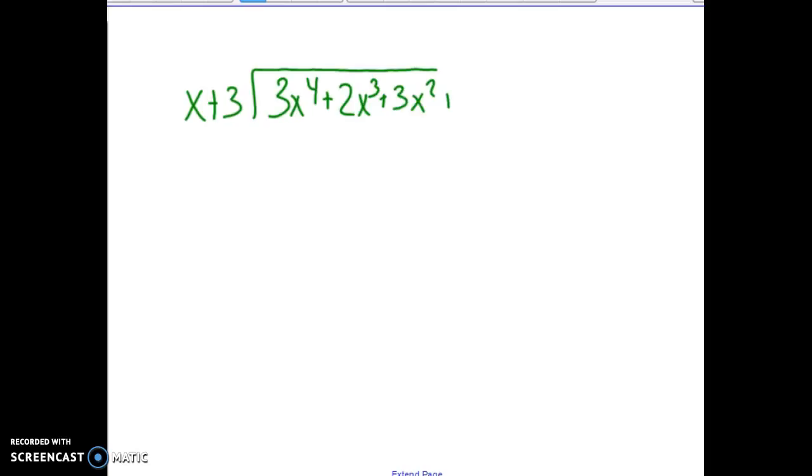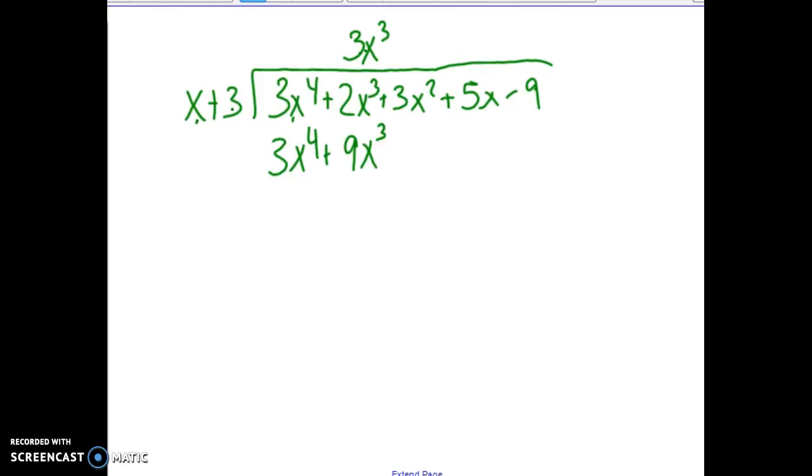I'm going to try another one. Setting up, I'm going to do x plus 3 into 3x to the 4th plus 2x cubed plus 3x squared plus 5x minus 9. Randomly. First I ask, x times what gives me 3x to the 4th? That's 3x cubed. When I multiply, I end up with 3x to the 4th plus 9x cubed. These both change to subtraction.